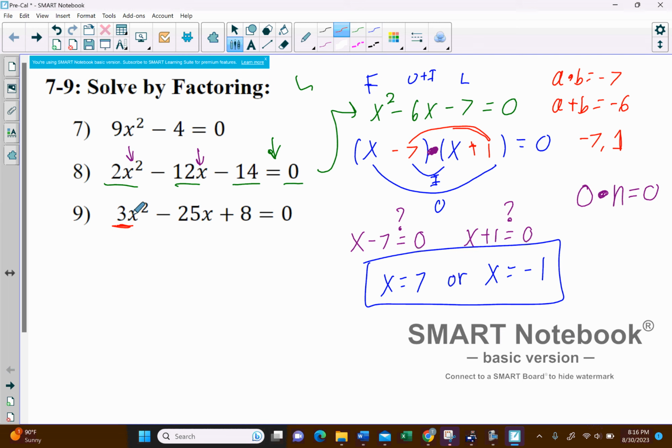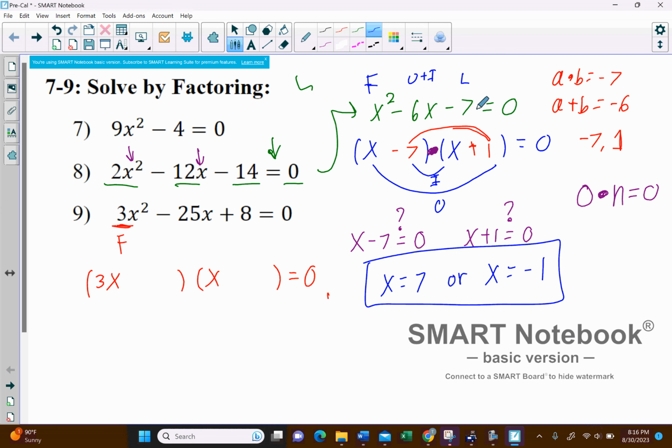So remember I told you, we're basically undoing the FOIL. So this is my F part right here. For my two binomials that I'm trying to find, I know that the first two terms need to multiply together to give me 3x squared. And so that's going to be a 3x and x, right? So 3x times x is 3x squared, right? Now this is going to be the trickier part here.